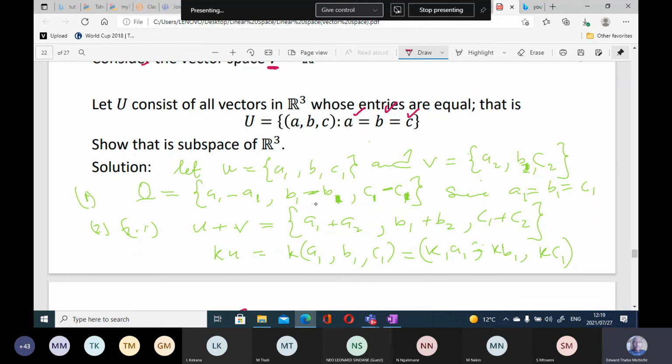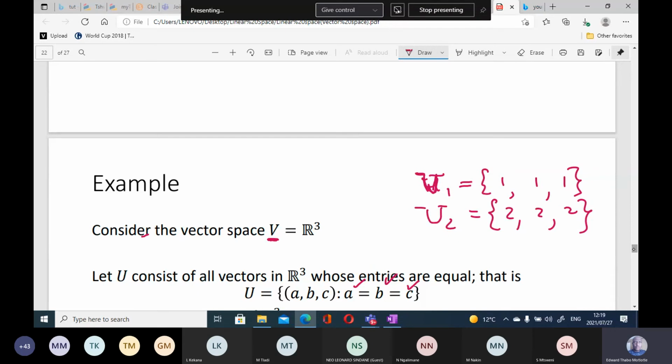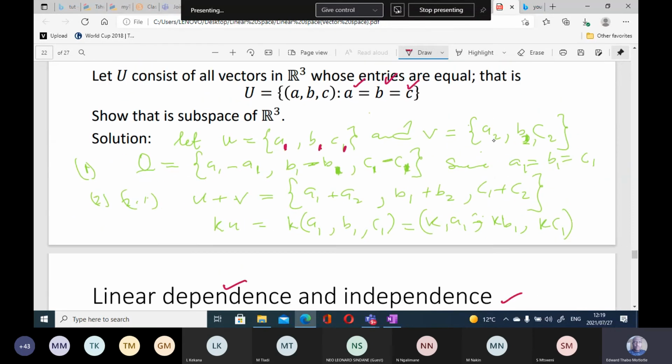Now here I explain, I said let U equal (A, B, C) and V equal what? So this is (A1, B1, C1). I'm just using variables, but you can use numbers if you want. But explain the concept, the process that you are using. You can see here A1 minus A1, B1 minus B1, C1 minus C1 will actually give me a zero vector, since A1 equals B1 equals C1.